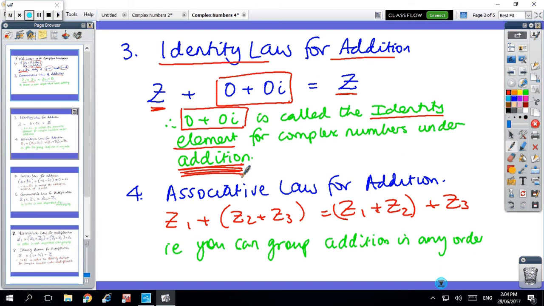The next one is called the associative law, which basically says if you've got more than one complex number, you can group the second and the third and add the first, or you can add the first and the second and add the third. It doesn't matter. So basically the order is not important. So that's called the associative law.